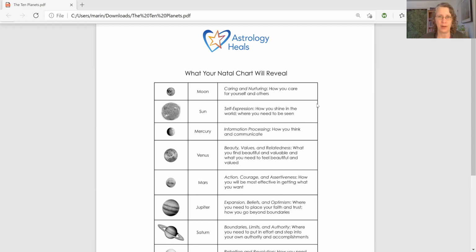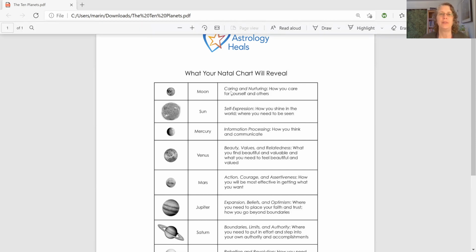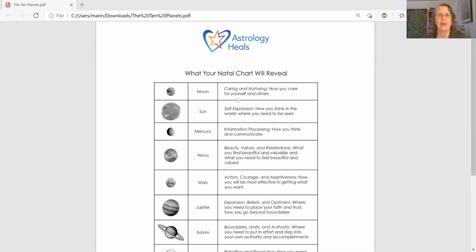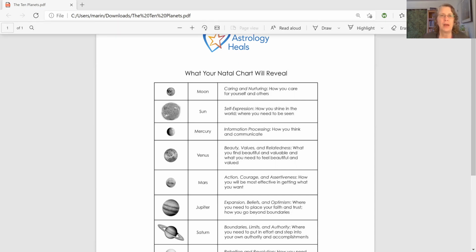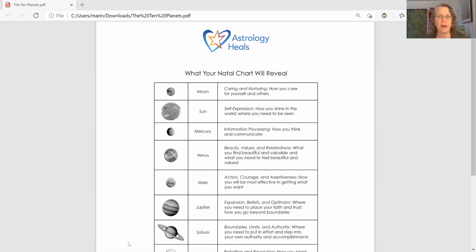The moon is another archetype. The moon has to do with caring and nurturing, how we care for ourselves, how we care for one another, what we need to feel good, to get our batteries charged, to feel like we're being taken care of. So you not only have a sun sign and a moon sign, but you have all of these planets in your chart, and each one is an archetype, and each one represents a specific area of life. So we can talk more about what the individual planets are.